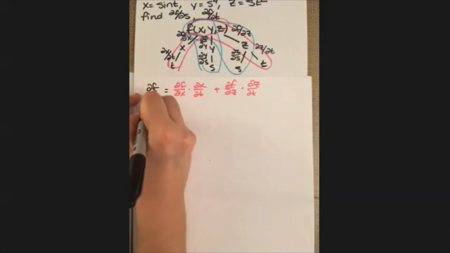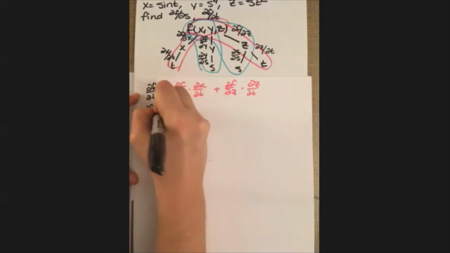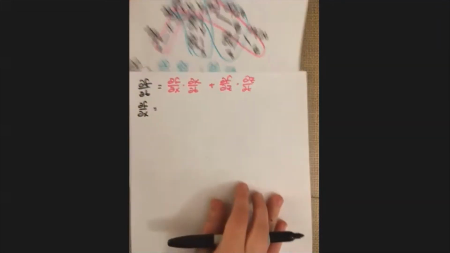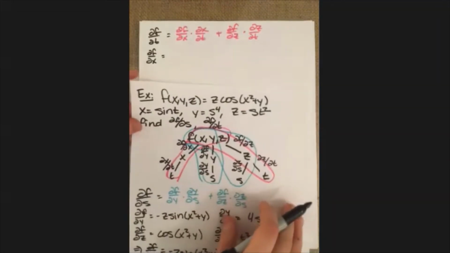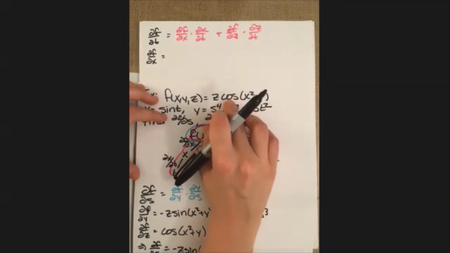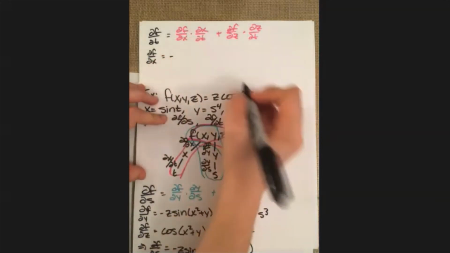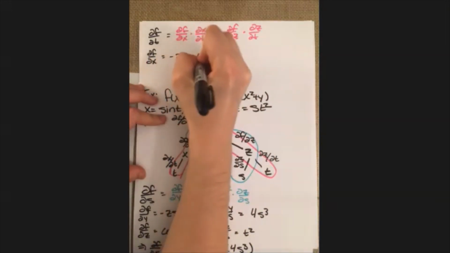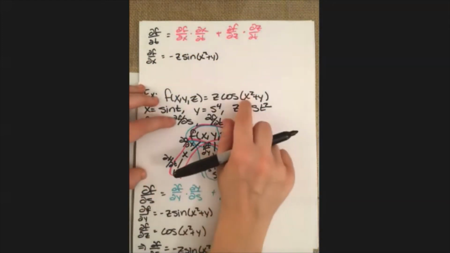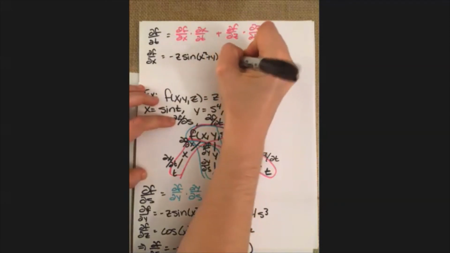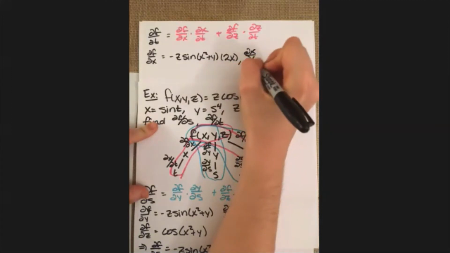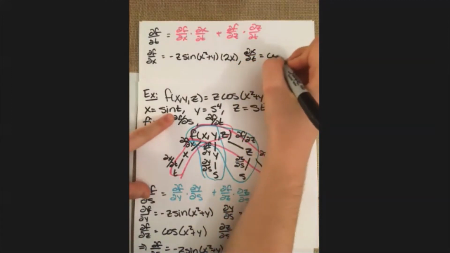So I just need the partial of f with respect to x, which is, we're going to look at this right here. We're going to have to apply the chain rule. We're going to get negative z sine of x squared plus y, and then we have to multiply by the derivative of x squared, so it's going to give me 2x. And then I want partial of x with respect to t. That's going to give me cosine of t.